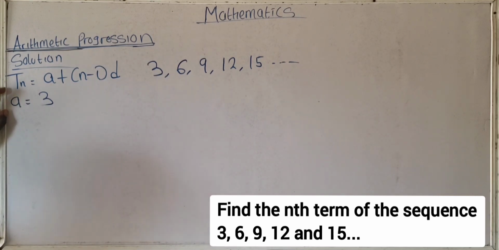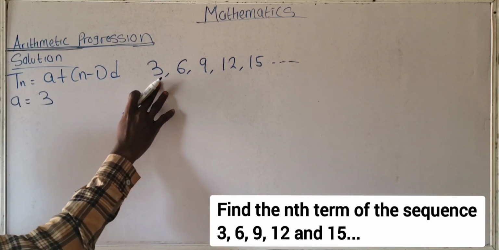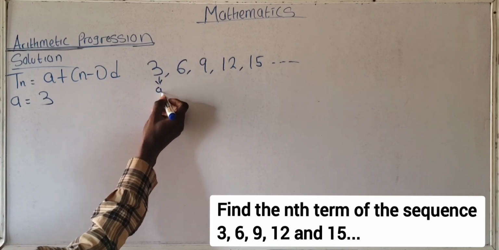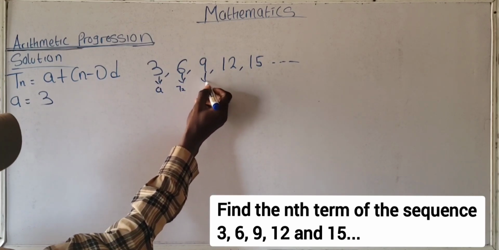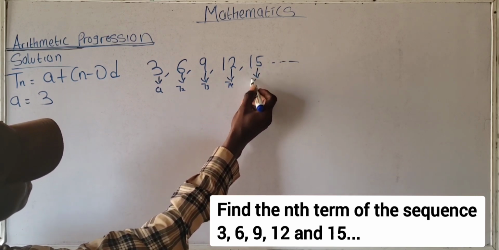Now, we have to know the common difference as well. Before you can derive the nth term of any arithmetic sequence, it is very important that you know, number 1, a, the first term, and second, the common difference. The common difference refers to the difference between two successive terms. I'm going to take the first term as T1, which is a. The second term is T2, the third term is T3, the fourth term is T4, and the fifth term is T5.